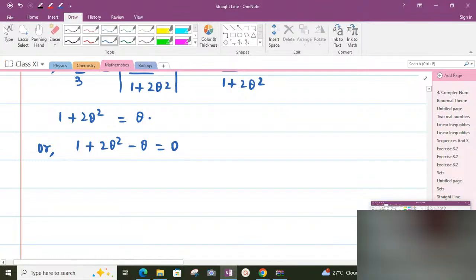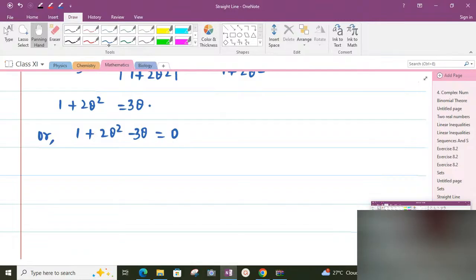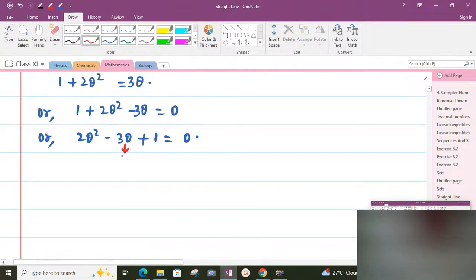There is no problem to understand up to this step. So let's see here. Sorry, here it will be 3 into theta equal to 3 theta. Now we arrange according to the descending power of theta. Then we get 2 theta square minus 3 theta plus 1 equals 0. So we split 3 theta. Here it will be 2 theta square minus 2 theta minus theta plus 1 equals 0.